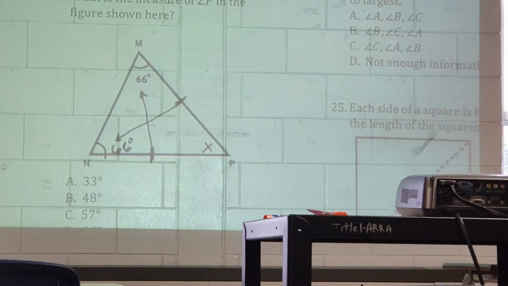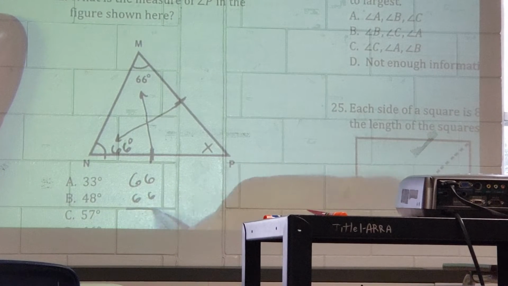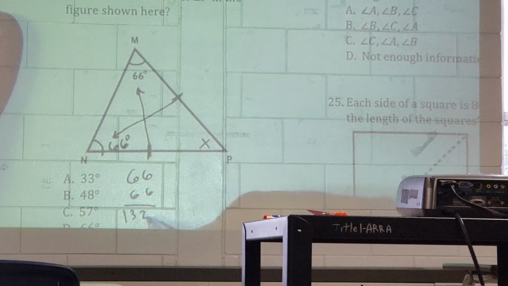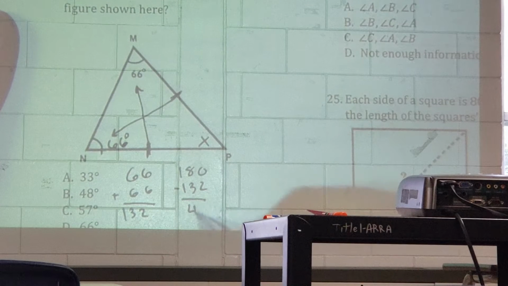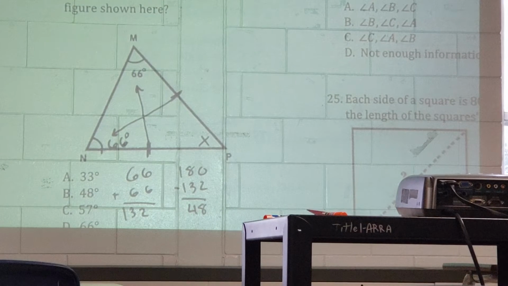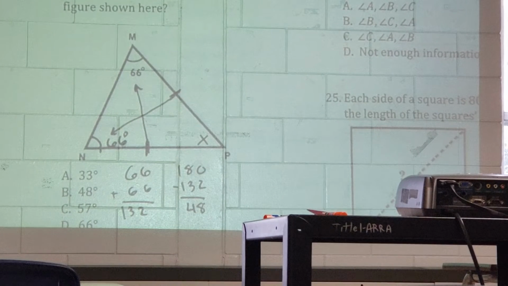Well, this is one of those triangle sum problems, but instead of adding up an equation, we're just going to add up those two numbers that we already know, which gives me 132, and then subtract that from 180, because 180 minus 132 will give me the missing piece. So we know that if we put a 48 here, 48 plus 66 will give me 180.